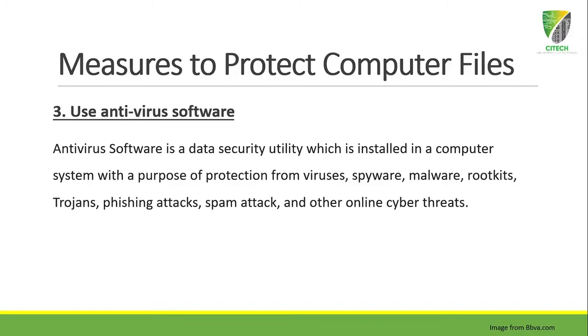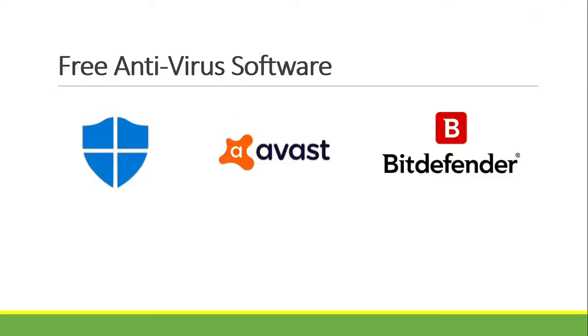Third, use antivirus software. Antivirus software is a data security utility which is installed in a computer with the purpose of protecting it from viruses, spyware, malware, rootkits, Trojan, phishing attacks, spam attacks, and other online cyber threats. So, yung mga sinabi dito, yung mga possible cyber attack or cyber threat na maranasan nyo as we use computer. So, dapat gumagamit naman tayo ng antivirus. So, ano ba yung mga free antivirus? Andyan si Windows Defender, Avast, Bitdefender.